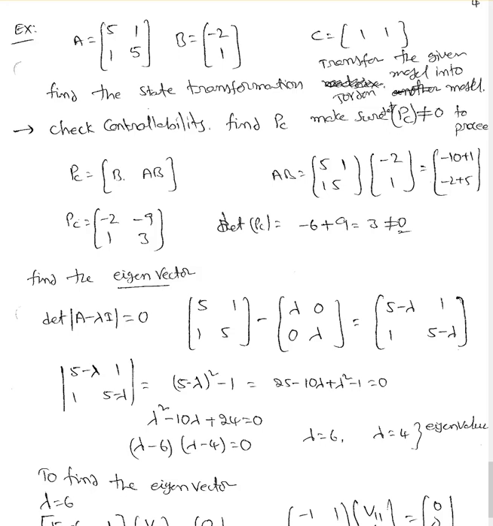In this video, we're going to see how to convert a given model into Jordan form. Okay, so here is a given system: A equal to 5, 1, 1, 5, B equal to -2, 1, C equal to 1, 1. For sure, I can tell that this is not in any format, either not in the Jordan form, not in the controllable canonical form, not in the observable canonical form.